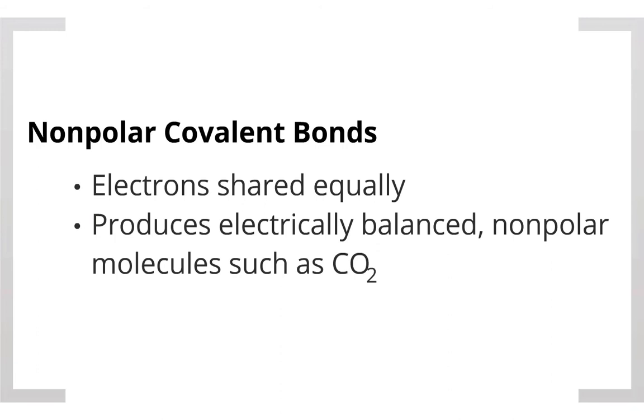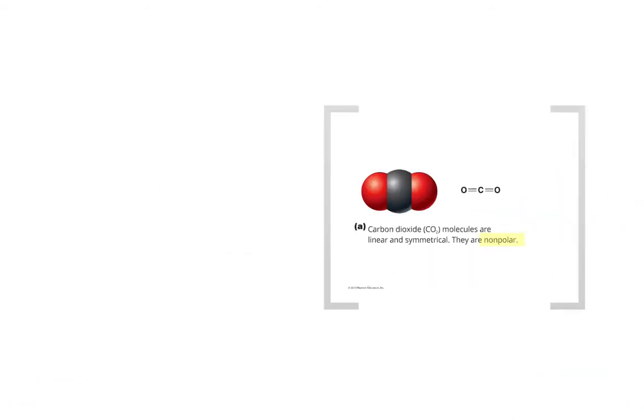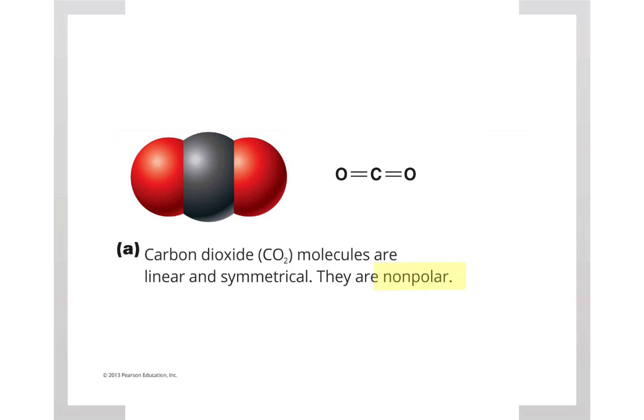If electrons are shared equally, then it produces a nice even electrical balance and makes a non-polar molecule, such as carbon dioxide. So we call these non-polar covalent bonds. Carbon dioxide makes a great example of that. We've got an oxygen on the left, that little red ball, an oxygen on the right, the other little red ball, and the gray in the middle, carbon.